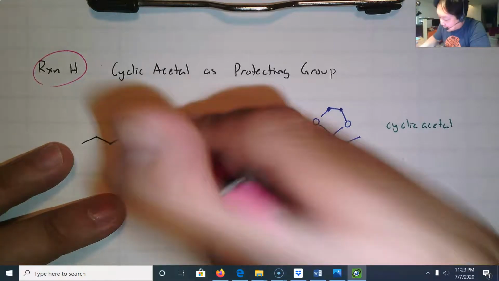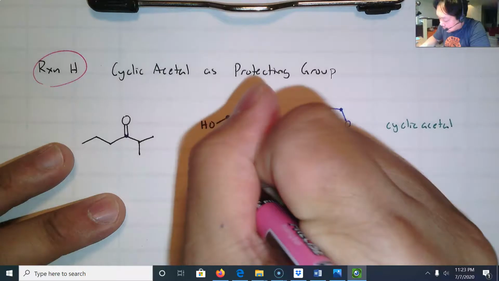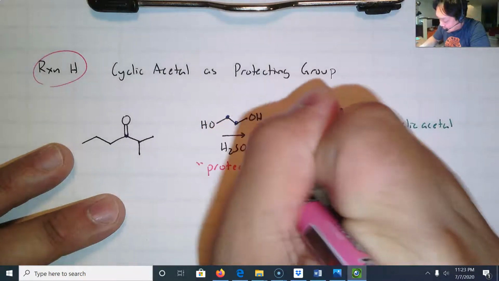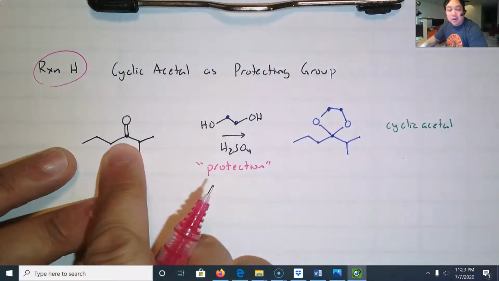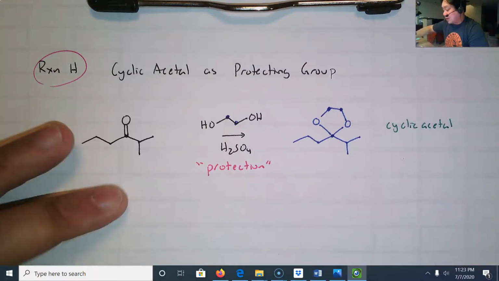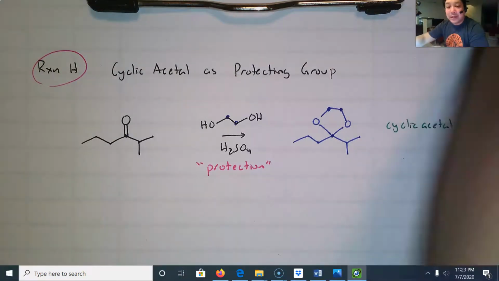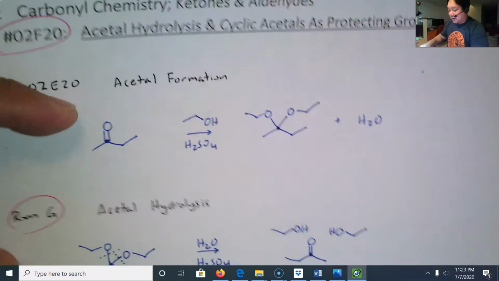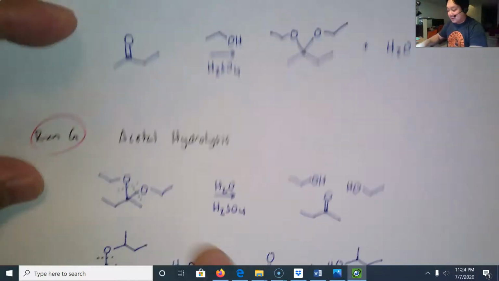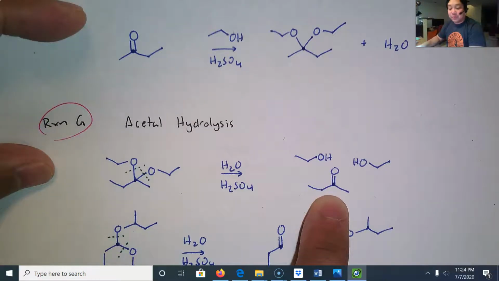So in pink, I'm going to label this as quote unquote protection. Protect that carbonyl or hide it. You could always get it back. How can you get it back? You do the hydrolysis reaction. Because see, we got back the carbonyl group by doing hydrolysis.